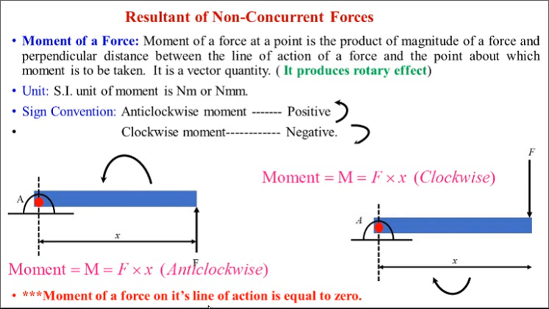The moment of a force along its line of action is 0. What does it mean? The moment of a force about a point on its line of action is 0. If this force is acting here and we are taking moment about a point on its line of action, that moment will be 0.